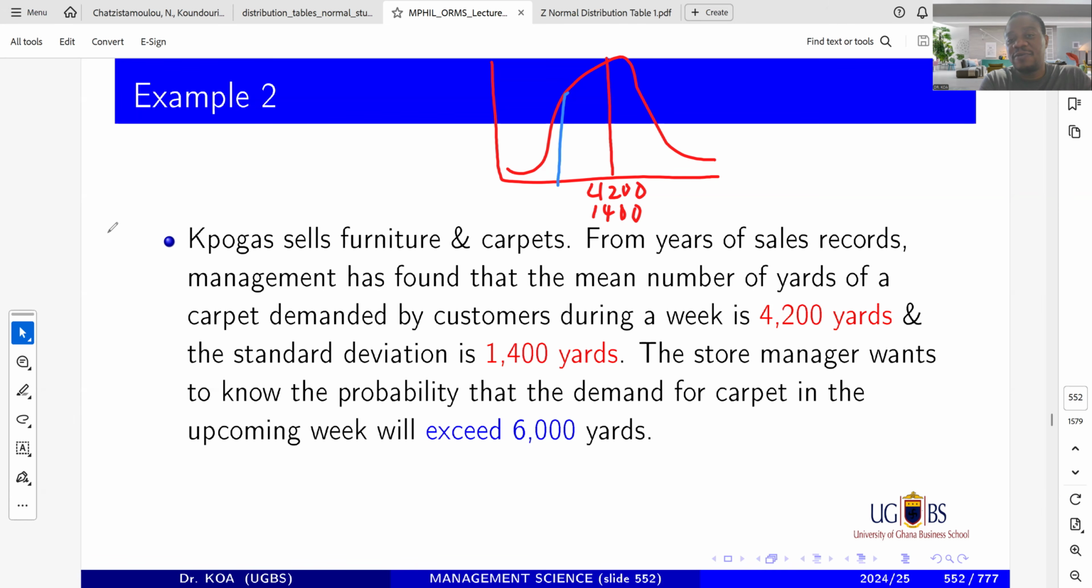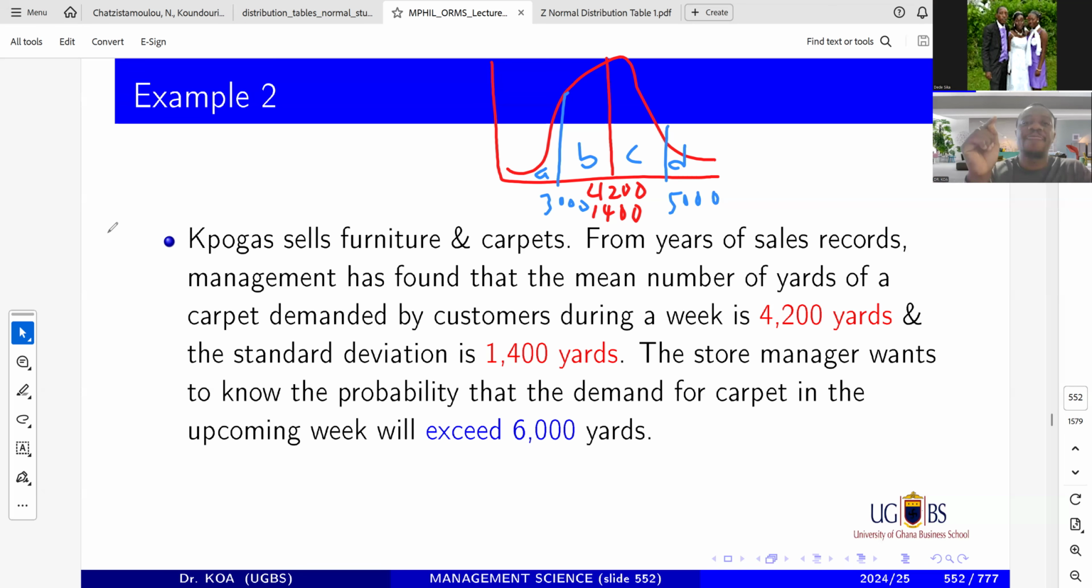And we are also told 5,000. We already know that 5,000 is to the right. So you shade that one too. And we are told that this one is between the two of them. Which one are you going to shade? Is it A, B, C, or D?